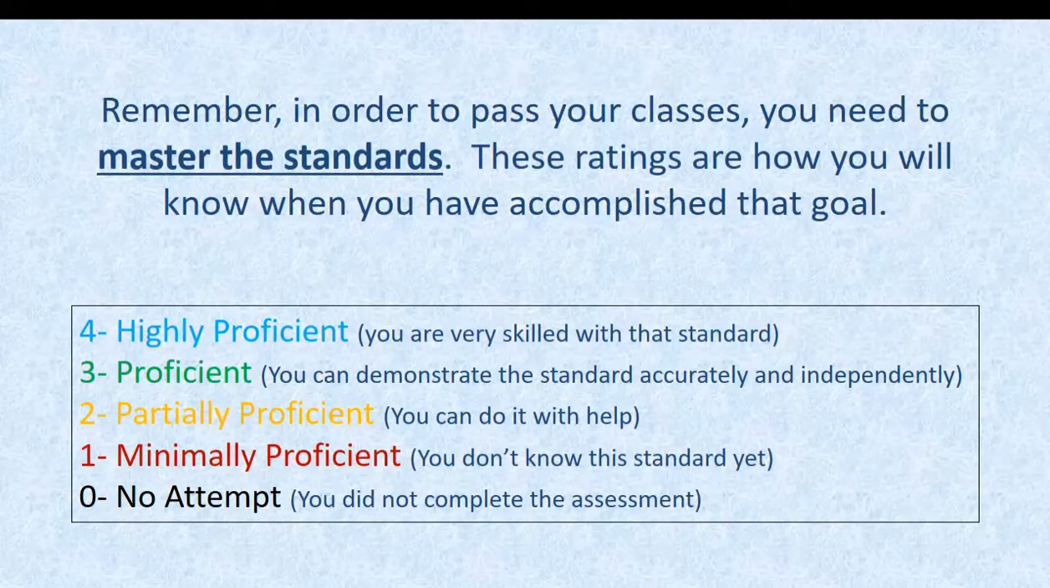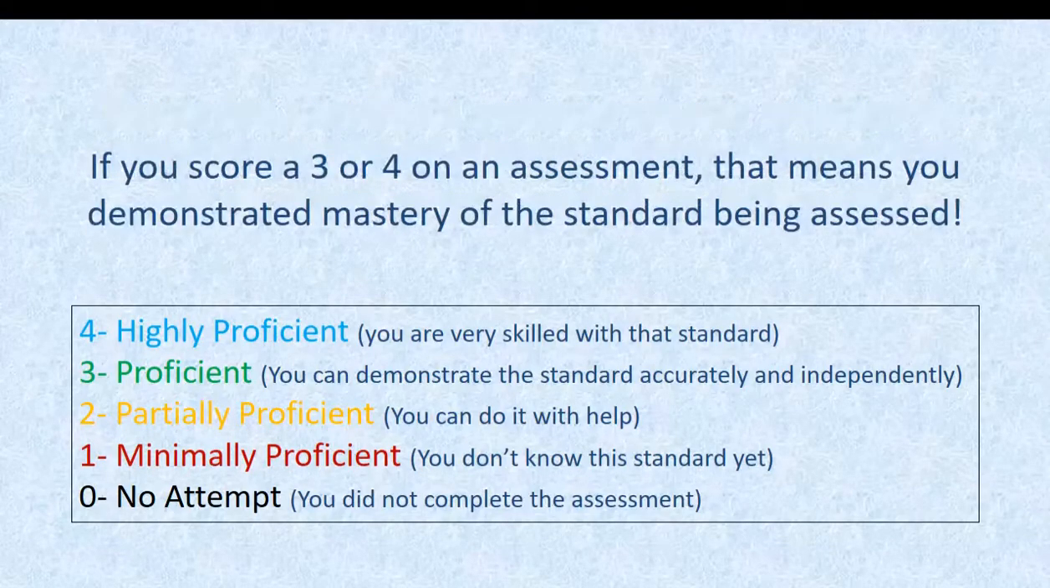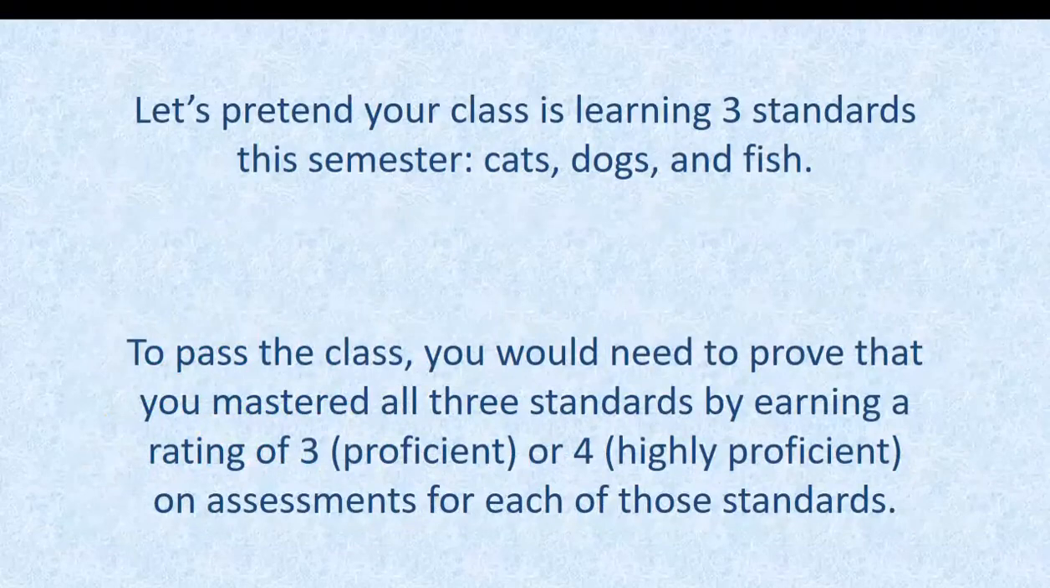Okay, and in order to pass your classes, like we talked about yesterday, you need to just master the standards. And these ratings right here are going to show you how you have accomplished that goal. So if you score a 3 or a 4 on an assessment, that means you demonstrated mastery of the standard and you are good to go on that standard. If you got a 3 or a 4, so if you're proficient or highly proficient, that means you mastered that standard. So let's do an example.